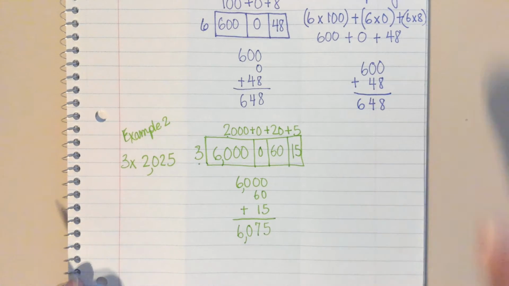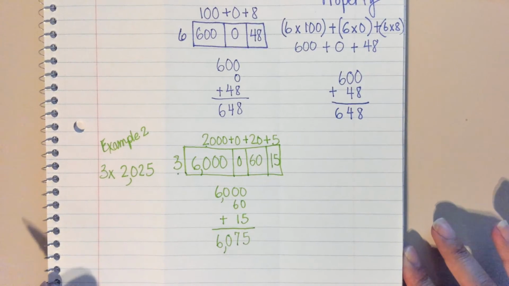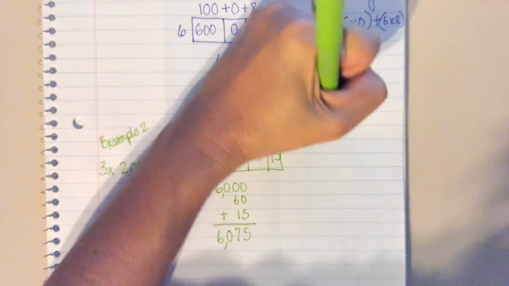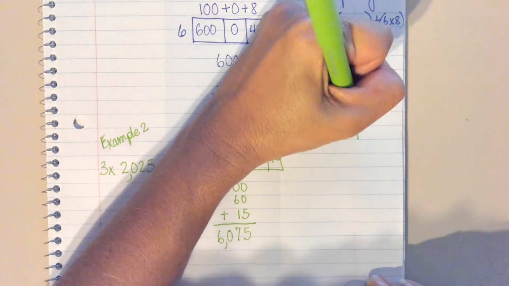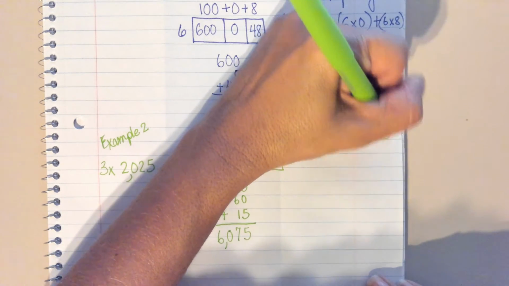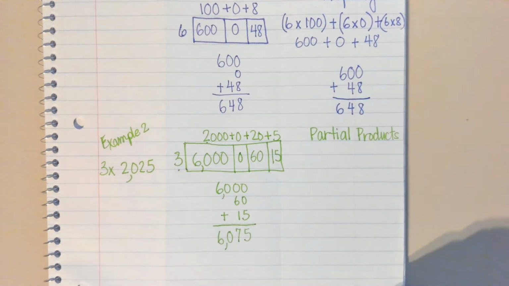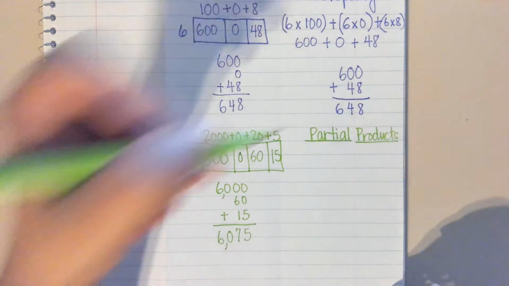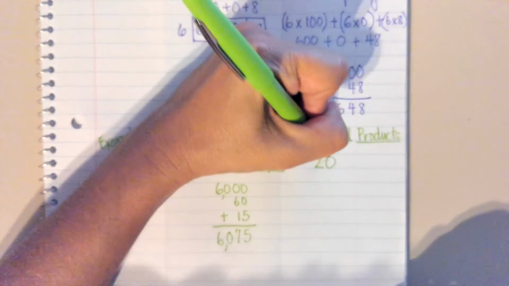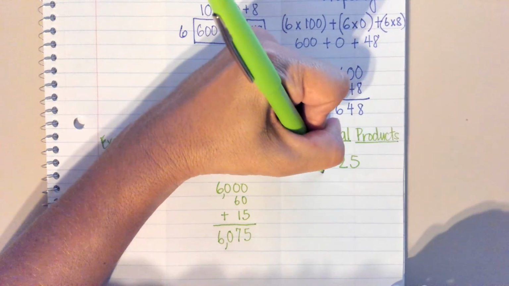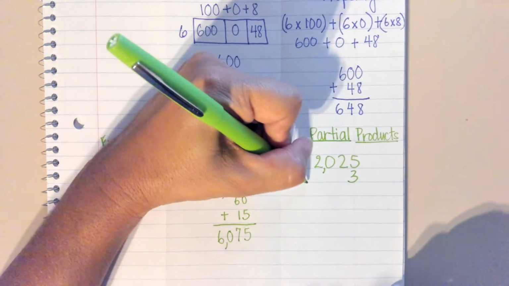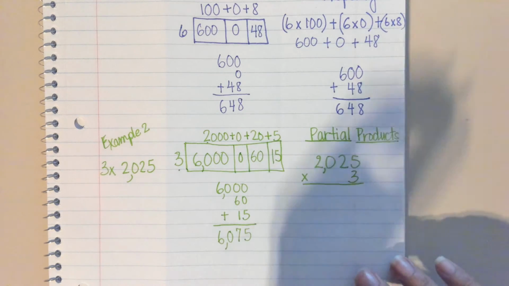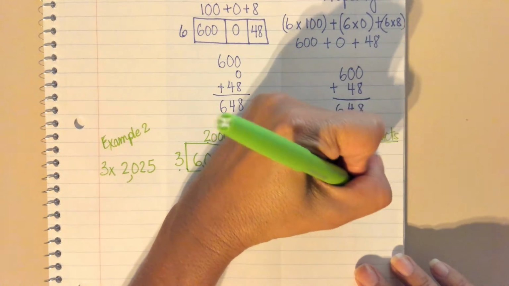Instead of doing the distributive property here, I'm going to also do partial products as a reminder of how to do partial products. So we have 2,025 times 3, and you're going to multiply the ones place. That's 3 times 5.